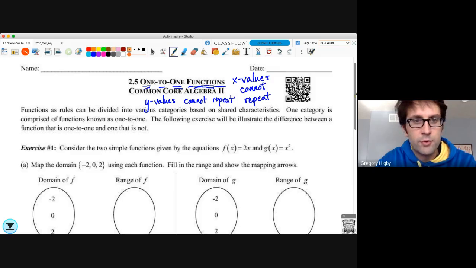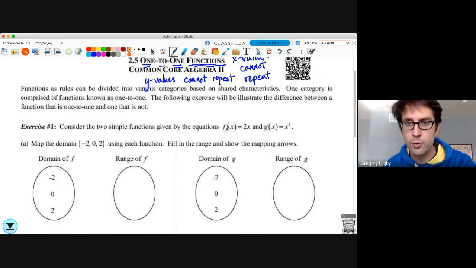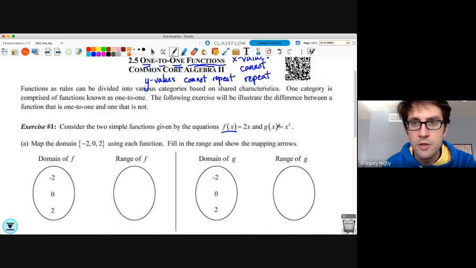So as we move forward to exercise 1, we have two functions for you. And yes, these are both functions. It's written in function notation. F of x equals 2x. And let's use a different color. G of x equals x squared.